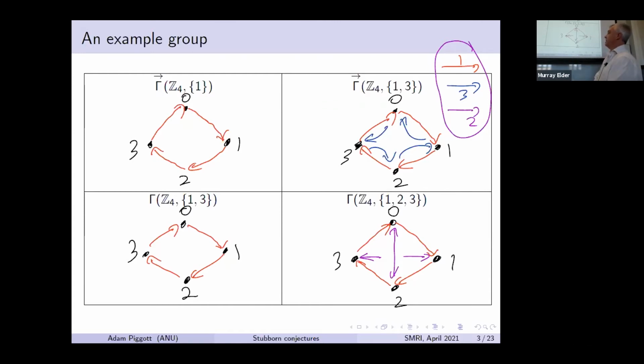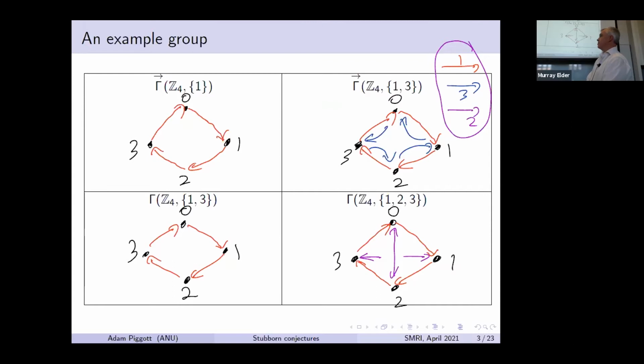Now, in the bottom left-hand corner, we have an undirected Cayley graph because 1 and 3 are inverses here. So my generating set is closed under inverses. So I really have my directed Cayley graph edges always come in pairs. So I could just think of it as an undirected graph, but I still have to label some directions so I know how paths correspond to words in the generators.